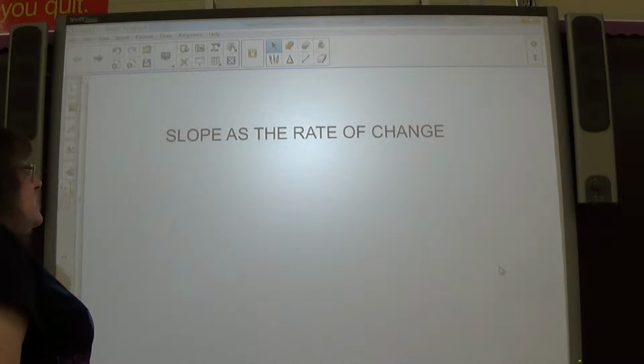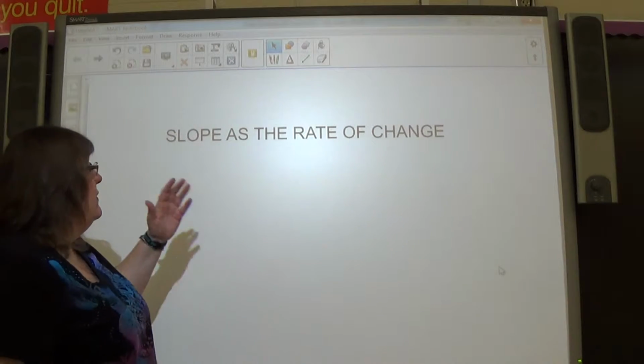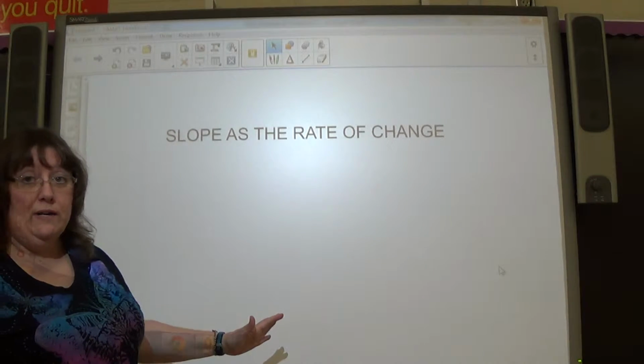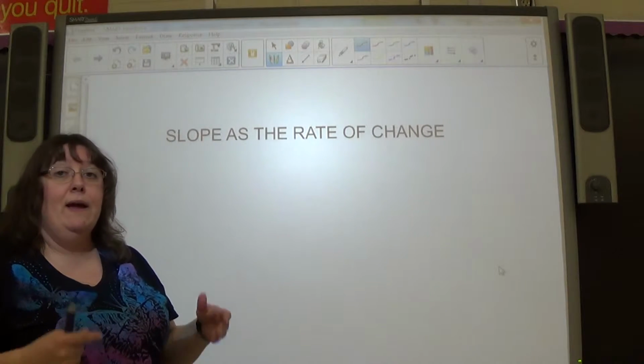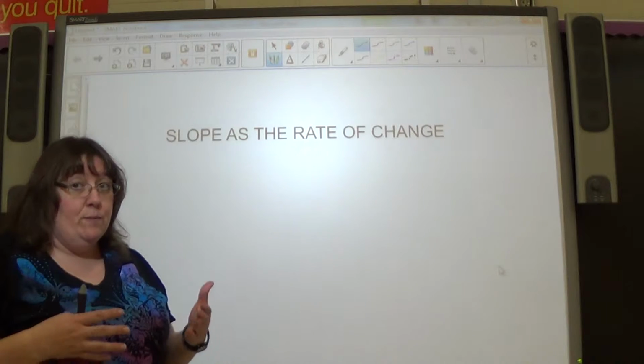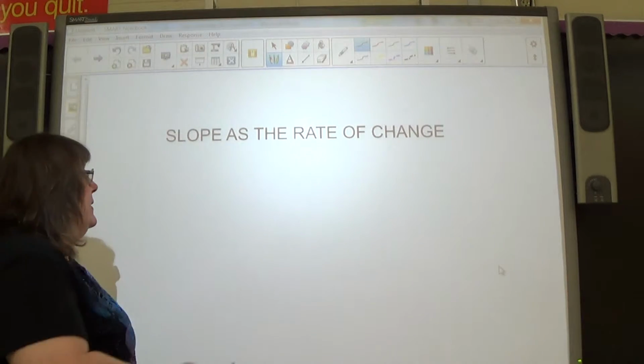Okay, we are starting chapter 2. Chapter 2 is about a lot of graphing. First thing we're going to talk about is slope as the rate of change. Now, in Algebra 1, you know slope as part of the slope-intercept form, and you should know the slope formula. So let's go over that real quick.